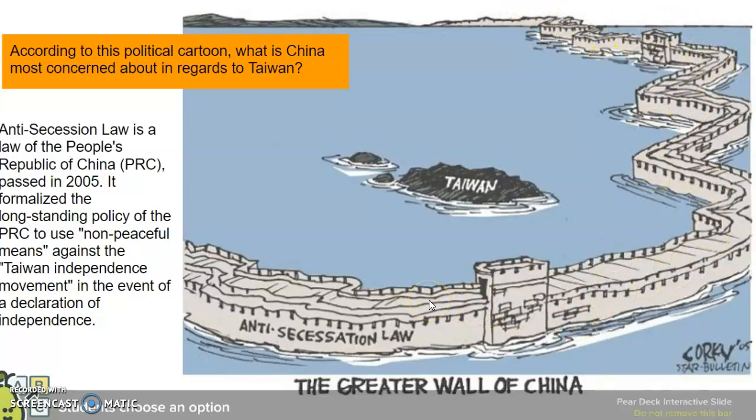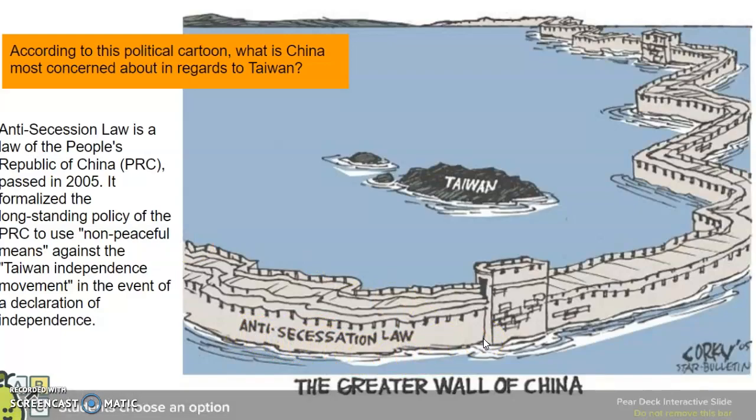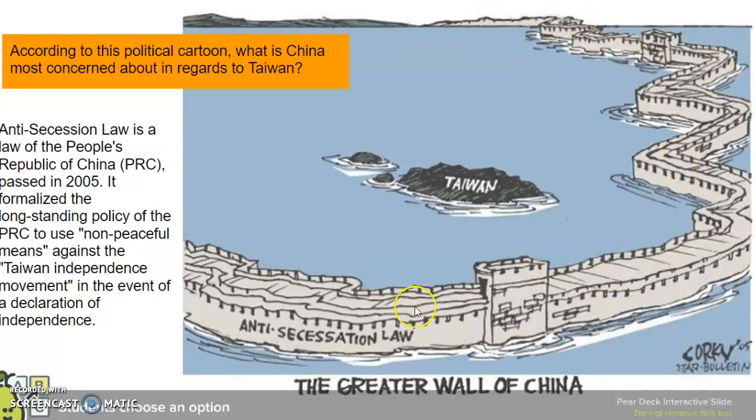Which it's not really there, of course, but in the cartoon, it's the idea that mainland China has built this large wall around Taiwan, and it's labeled anti-secession law. That's because the anti-secession law is a law of the People's Republic of China passed in 2005. It formalized the long-standing policy of the PRC to use non-peaceful means against Taiwan's independence movement in the event of a declaration of independence. So the idea is that they're trying to keep them contained; they don't want them to become independent.